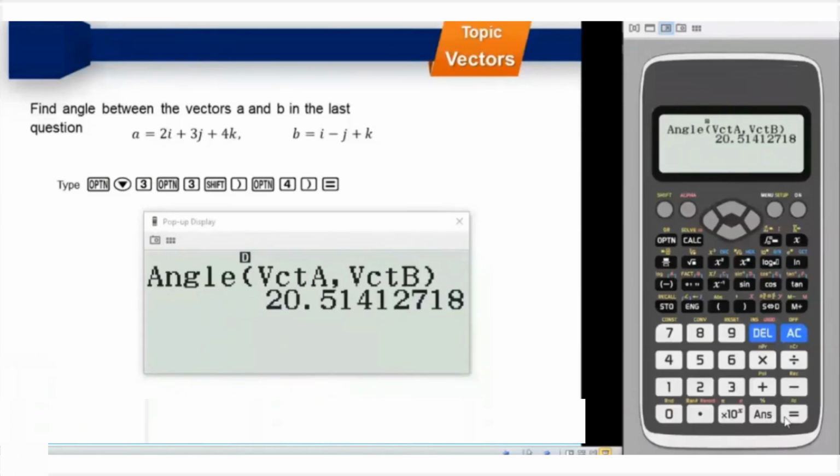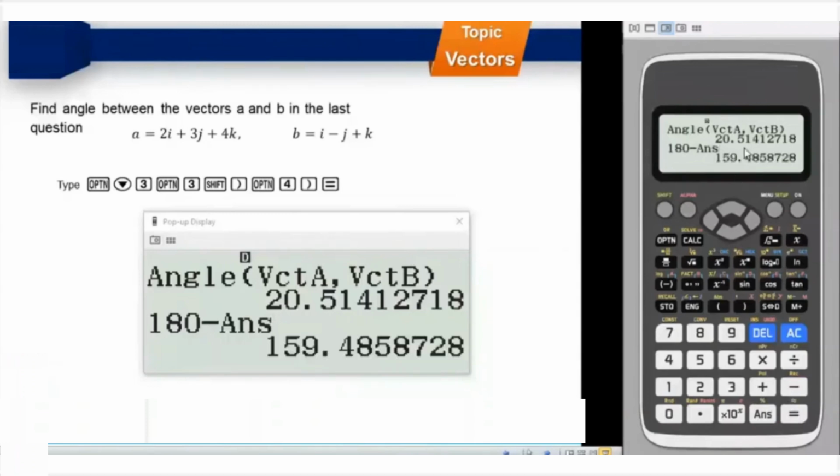If let's say the question is find the obtuse angle between vector A and vector B, so all I will have to do is I will have to press 180 minus answer, and the calculator will show me both the acute and the obtuse angle. I hope this is clear now. Now, if you have questions, please put them in the chat box.